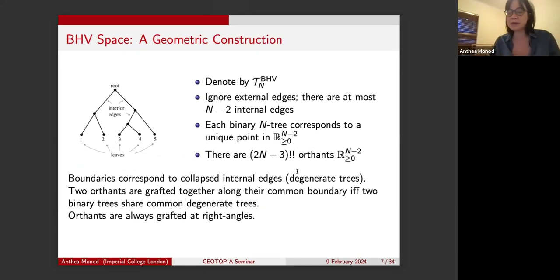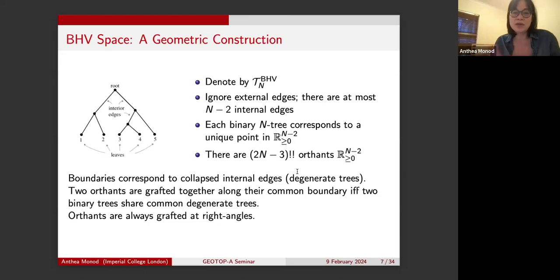But first, about BHV space. There are two ways to look at it. First, I'm going to give you a geometric construction. The idea here is that you look at this tree. We have a figure of the tree on the left here.